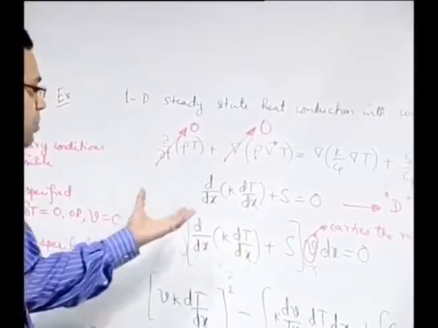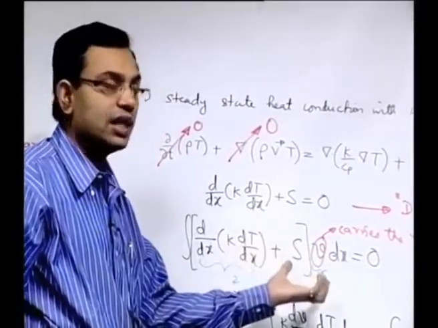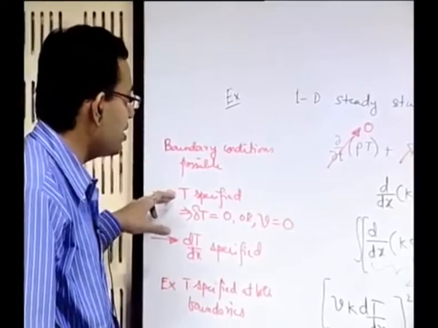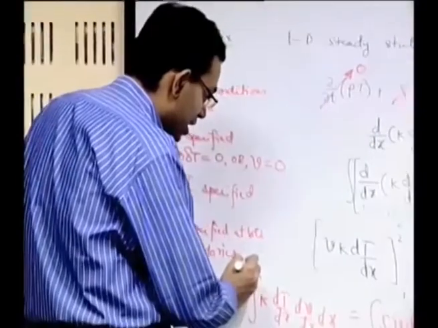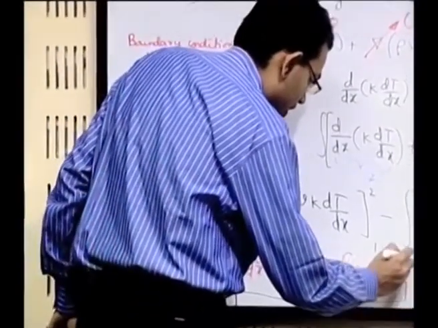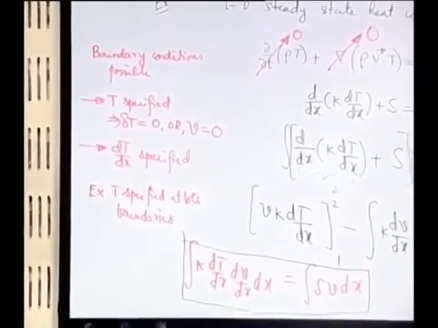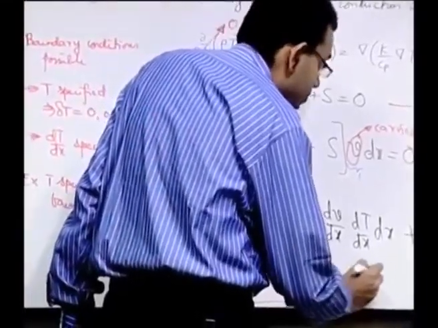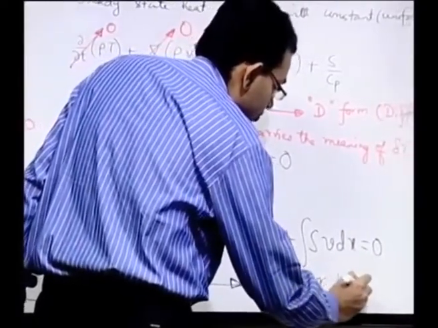Then we have multiplied the equation with a variational parameter V and integrated it over the domain, and then we have considered a special type of boundary condition that the temperature is specified at both the boundaries, let us say at x equal to 0 and x equal to L, and based on that we have come up with this particular form. This particular form is also known as the V form, variational form, or weak form.